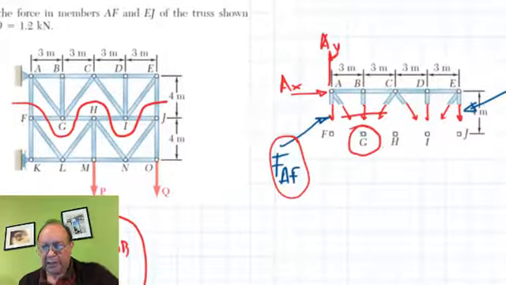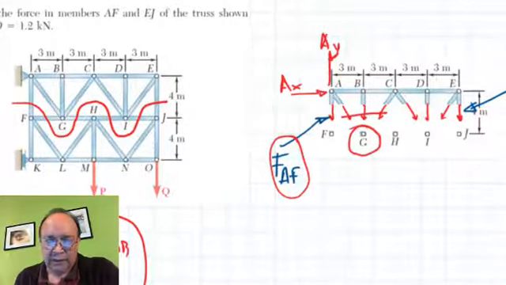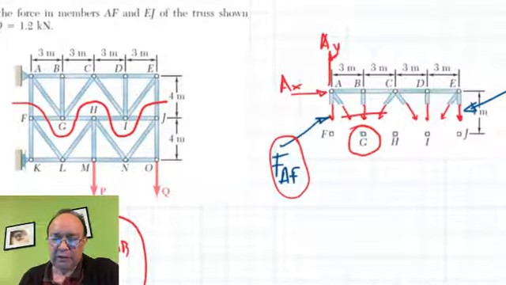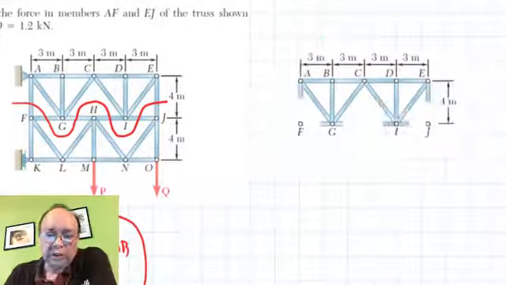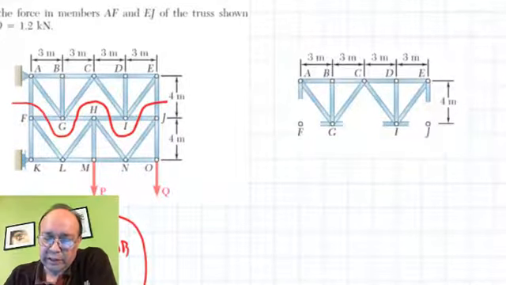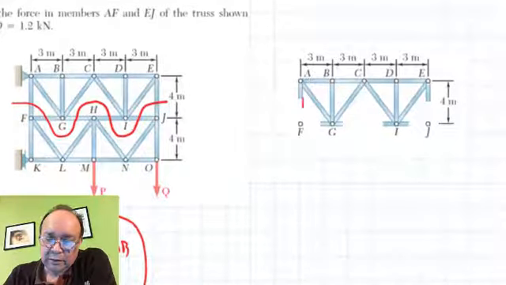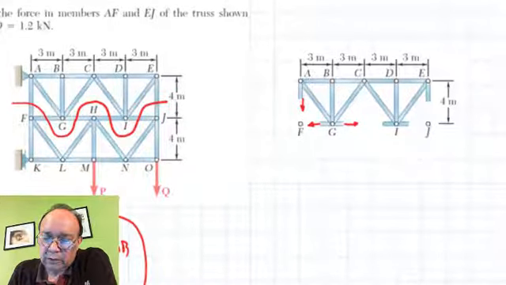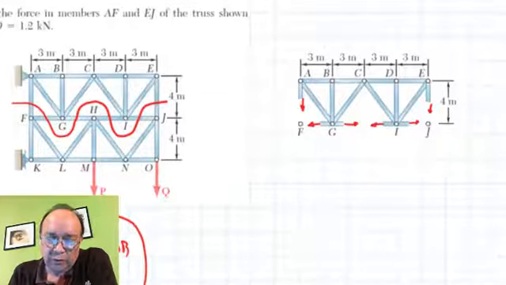If you cut like that, then the truss will look like this. And then the forces that we generate are this one, this one, this one, this one, this one, and this one. We got 1, 2, 3, 4, 5, 6 bars.